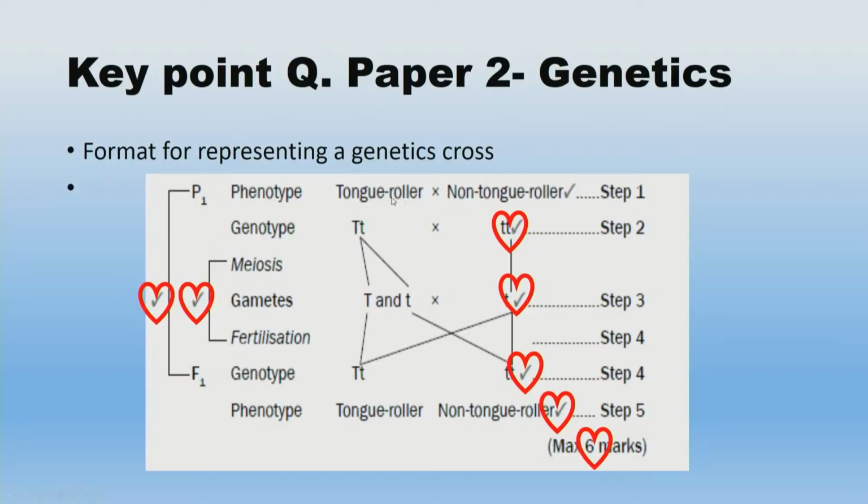The phenotype is tongue roller and non-tongue roller. Please let them write out the whole explanation or the whole phenotype that is asked. If it is a genetic cross with a sex-linked disorder, they must indicate male or female also. They don't have to use this, I call it the spider web method. They can use a Punnett diagram also, but that is where we allocate the marks.